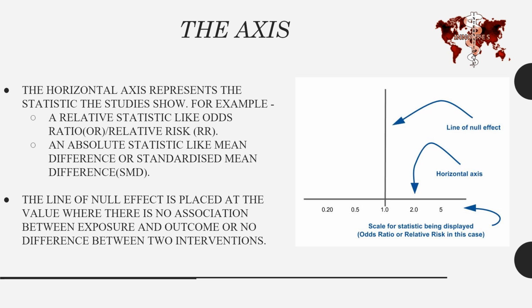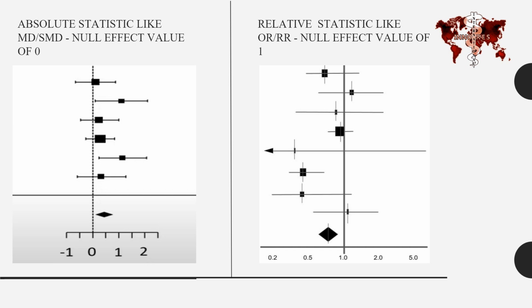The vertical axis is called the line of null effect, which is placed at the value where there is no association between the exposure and the outcome. For an absolute statistic like mean difference or standardized mean difference, the line of null effect will be at a value of 0. Whereas for a relative statistic like odds ratio or relative risk, the line of null effect would be at a value of 1.